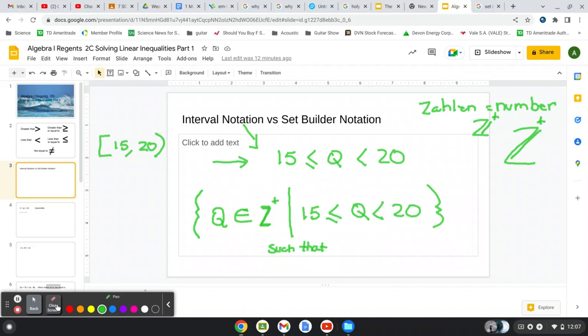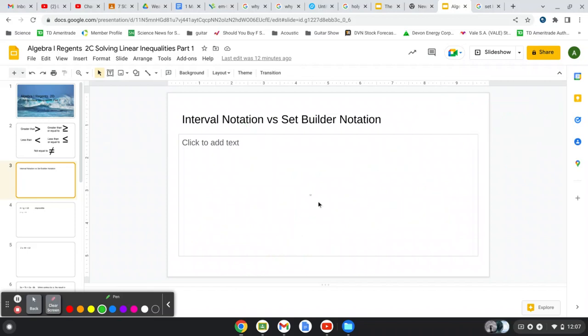So let me just clear that out again. Let's do another one. What if I said that -5 is less than, well, let's use G, and we had something like this, and we'll say that G is less than or equal to 30.